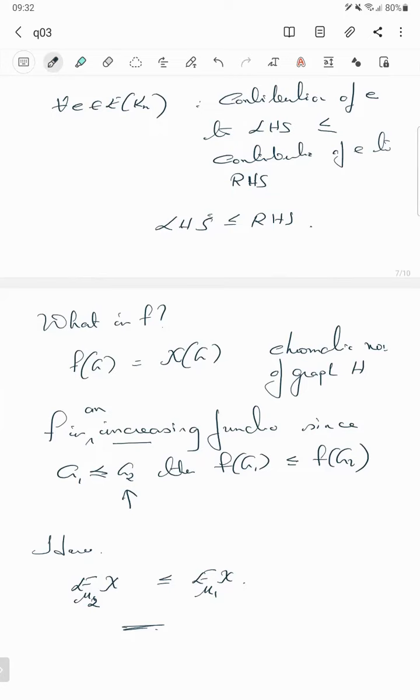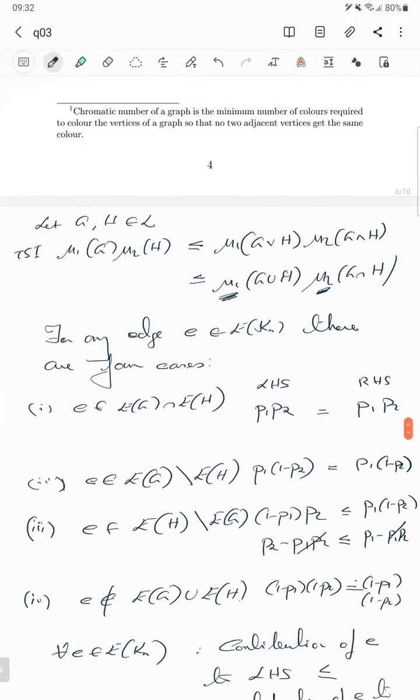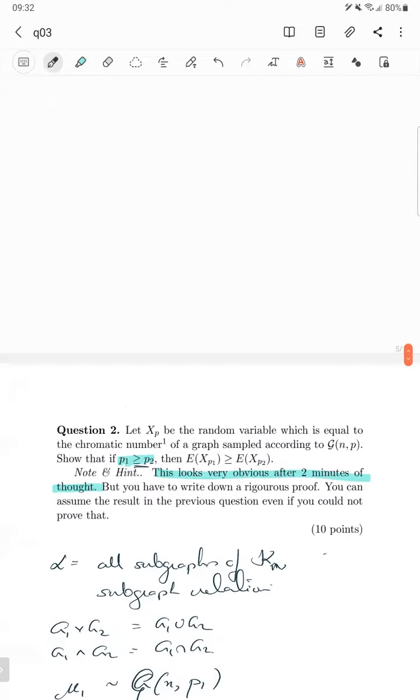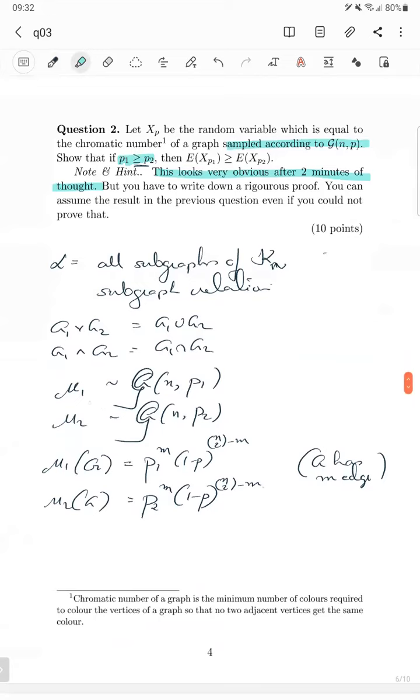Sir, how will we give the final result? Expectation under P2 is less than expectation under P1. This is only a matter of notation, right? Because this P2, we have defined it to be X_p, a random variable which equals the chromatic number of a graph sampled according to G(n,p). So that's exactly what this says. This is the same notation. E mu1 is the same as E P1. It's only a matter of notation.